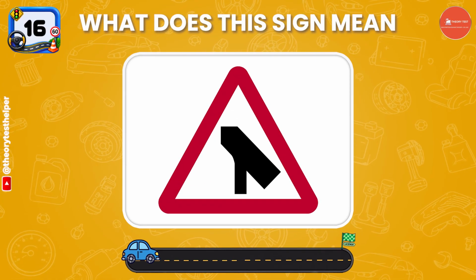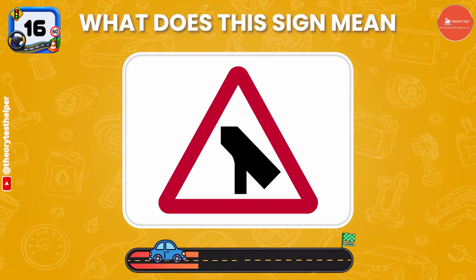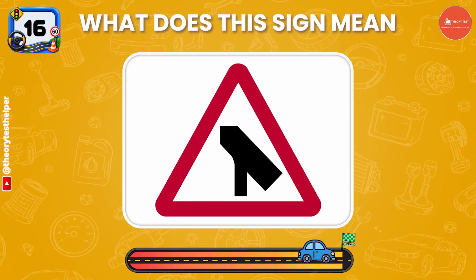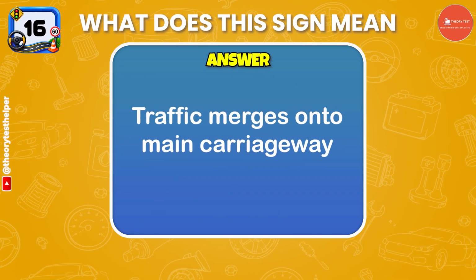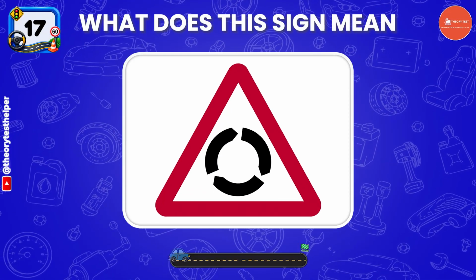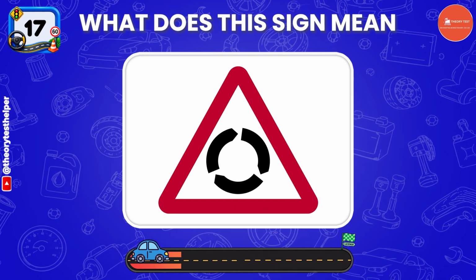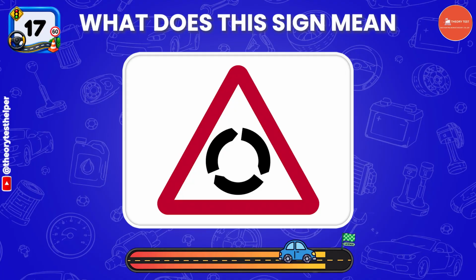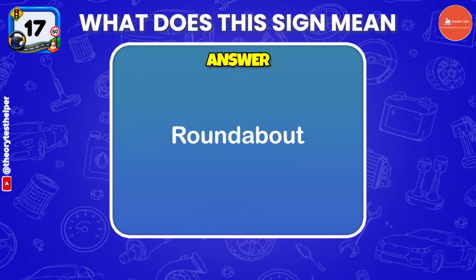What is happening ahead according to this sign? Traffic merges onto main carriageway. What feature is coming up on the road? Roundabout.